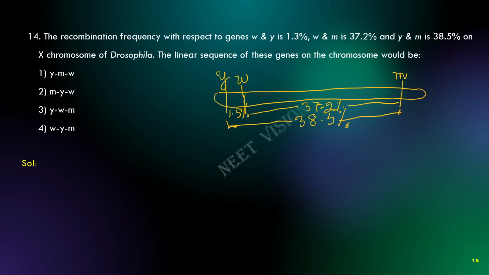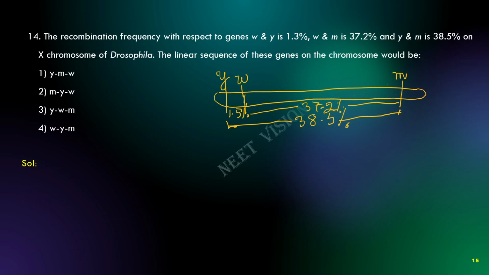Next one. This is the explanation for the sequence of the linked genes. The recombination frequency with respect to genes W and Y is 1.3%, W and M is 37.2%, and Y and M is 38.5%. Here W is for color of the eye, Y for color of the body, and M for length of wings.